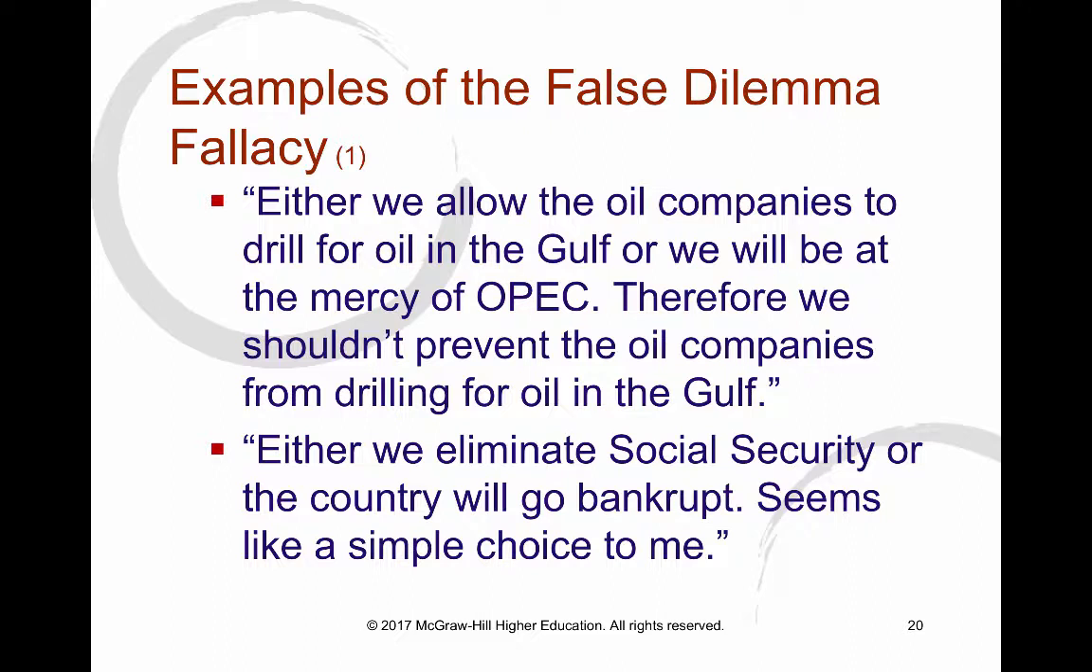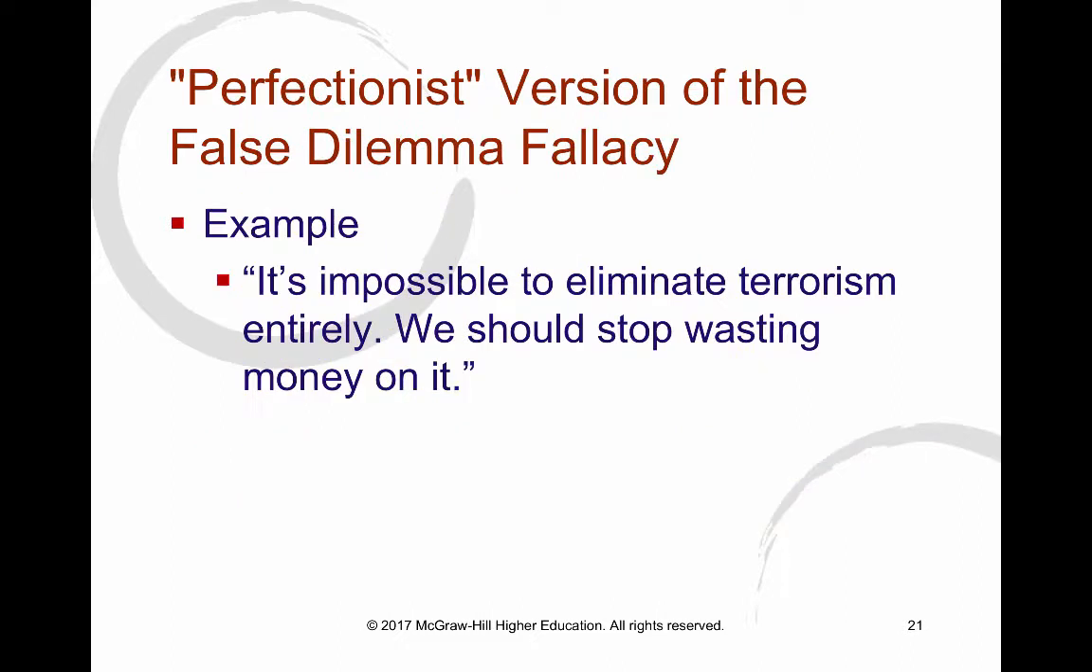In both of these examples, not laying out all the options is an attempt to distract from solutions the arguer doesn't even want you to consider. There are a few variations of the false dilemma fallacy. This one, the perfectionist version, says that we have to choose between all or nothing. You have to know at least one perfectionist. They're the person who thinks if they can't do it perfectly, they won't do it at all.